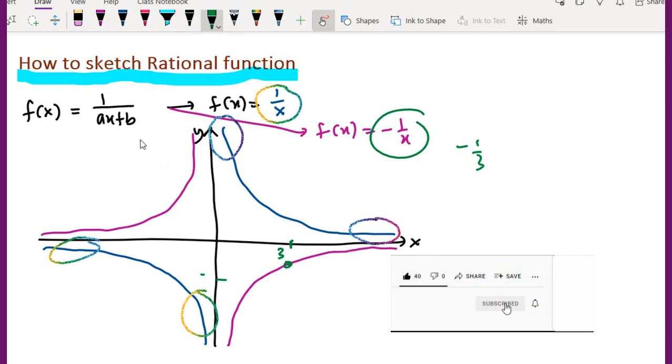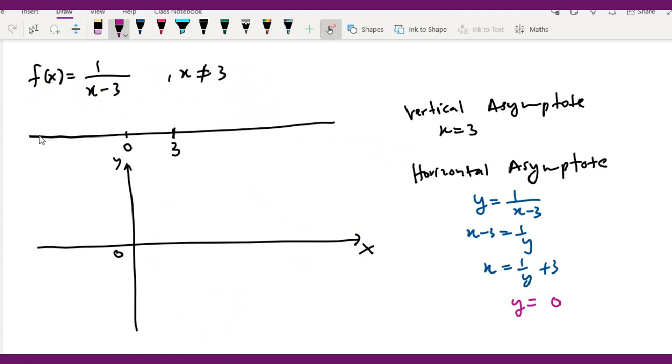The general form for the rational function. For the first example, given that the function f(x) is equal to 1 over x minus 3, the first thing is to find the domain. For this rational function, the denominator cannot equal 0. So x minus 3 is not equal to 0, which means x is not equal to 3. The domain of f is all real numbers except 3.